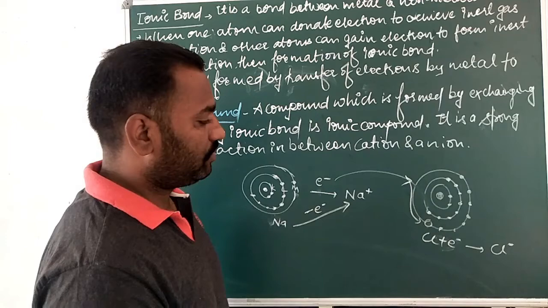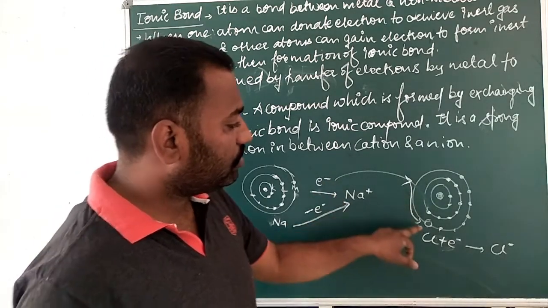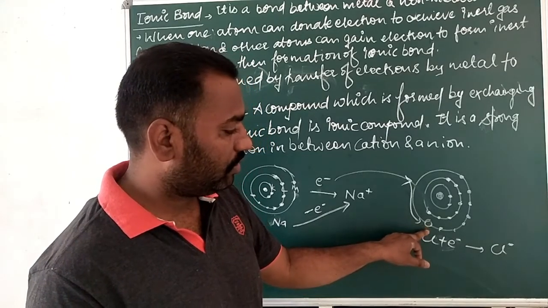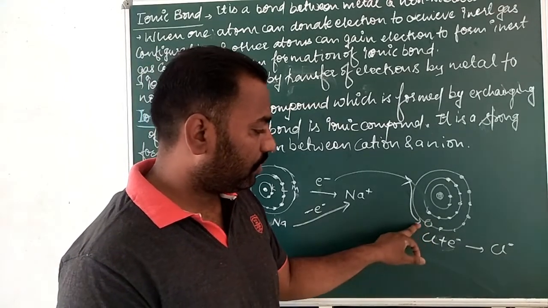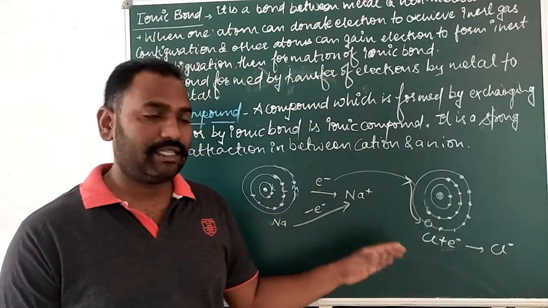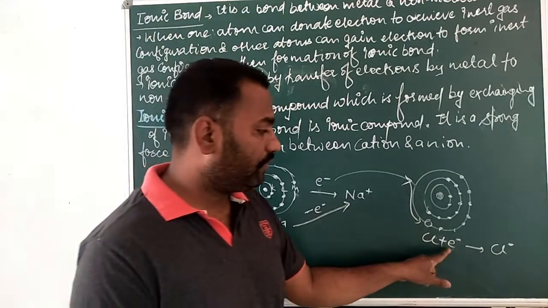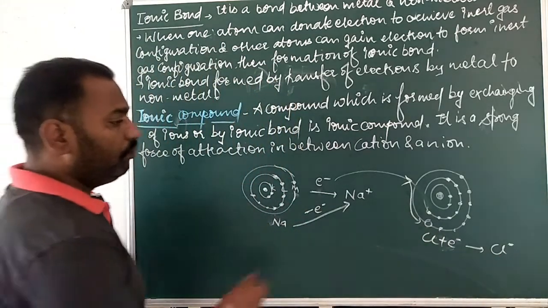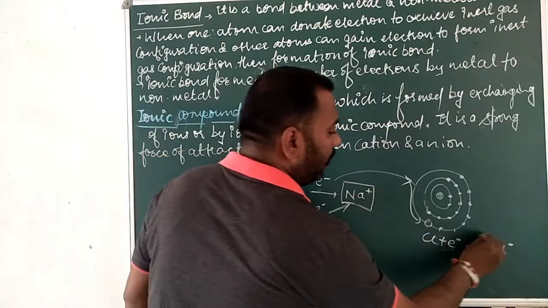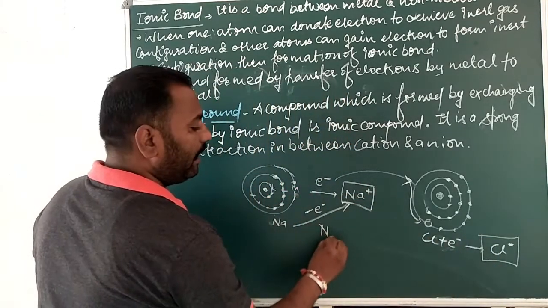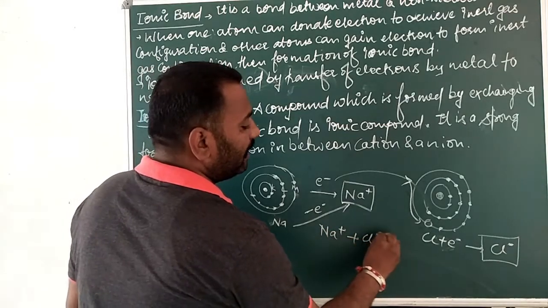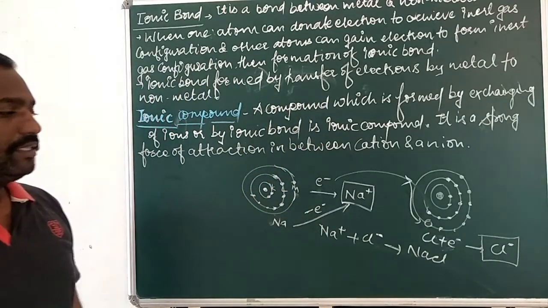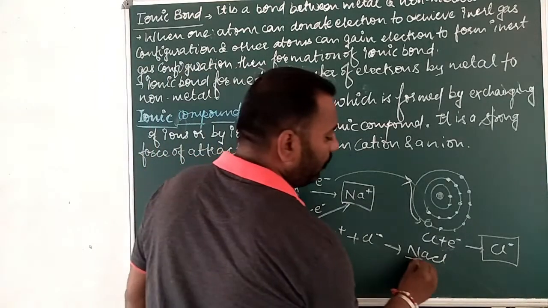There is a loss of one electron, and this electron goes to the vacant place in the valence shell of chlorine. Initially it is a neutral chlorine atom, and now with the taking of this electron, it is converted into the chloride ion. Now when the sodium ion Na plus reacts with the chloride ion Cl minus, NaCl is formed. So this is our ionic compound.